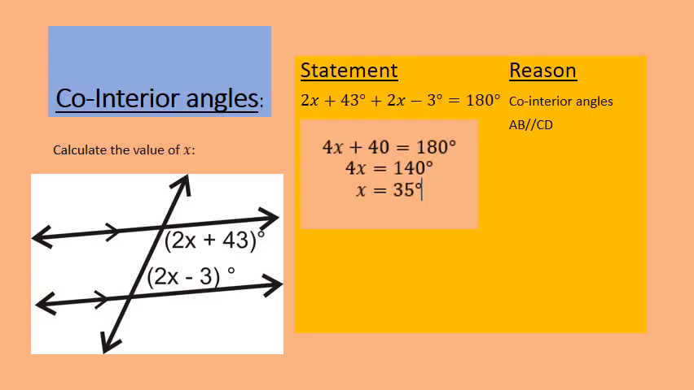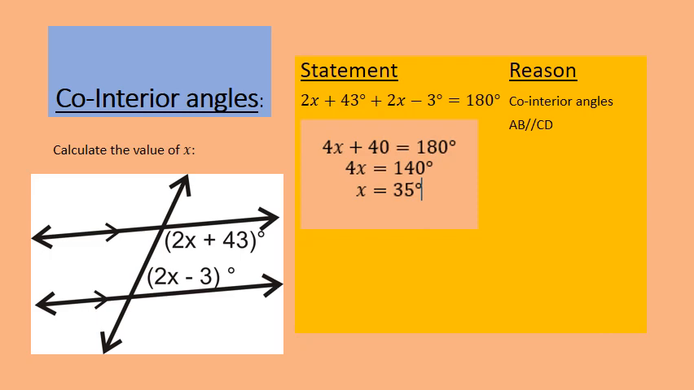Let's have a look at a question. The co-interior angles, calculate the value of x. So we're going to say, all right, our co-interior angles, the two angles added together should give you 180 degrees. So 2x plus 43 plus the other angle, which is 2x minus 3, should give you 180 degrees. Your reason is co-interior angles, and sorry, it wasn't labeled there, but AB is parallel to CD. Okay, it has been indicated on the line, but the line hasn't been named, so I just named it AB and CD.